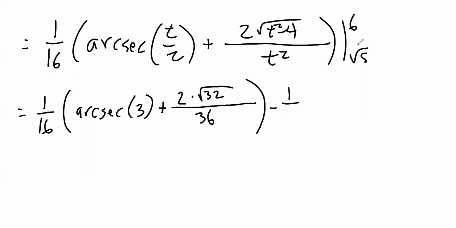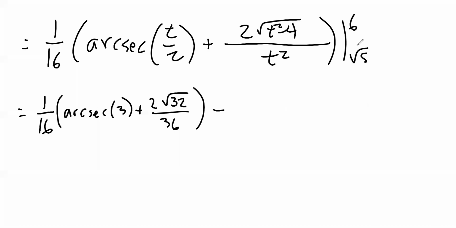Minus 1/16, and maybe I shouldn't have spread this out so much. I'm going to pause this and be a little bit more frugal with my space. All right, that's a little bit better. Now minus what we get when we substitute the square root of 5. So 1/16, giant parentheses, arc secant of t over 2, so the square root of 5 over 2, nothing is going to happen there.